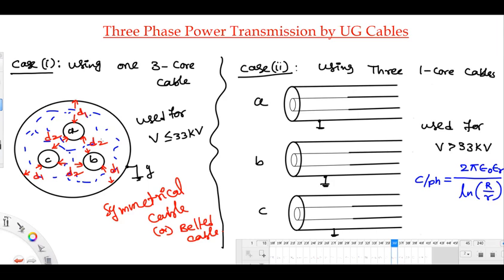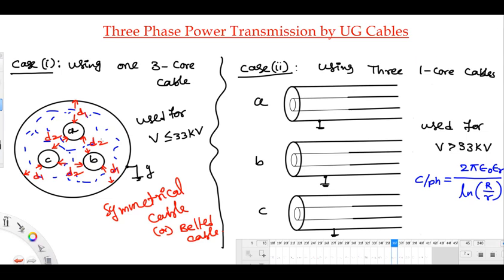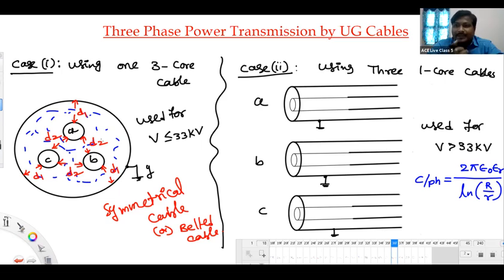Do we consider this in overhead lines? Because the distance is more in overhead lines, the conductor to conductor gap, it will be negligible. Negligible. But in cables, we have to consider it.